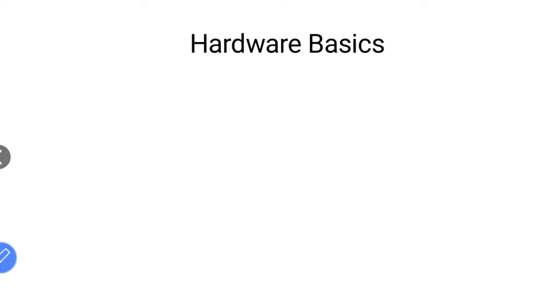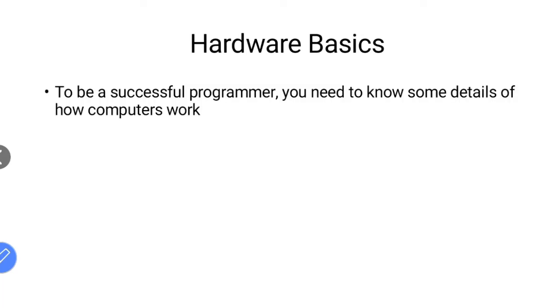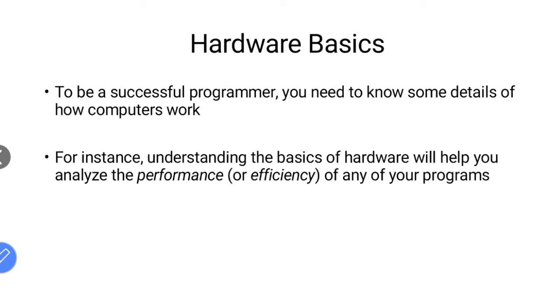Before going further into computer programming, let's understand some basic hardware. To be a successful programmer, you need to know some details of how a computer works. For instance, understanding the basics of hardware will help you analyze the performance or efficiency of your program. You are a programmer and you are going to write a program. So how does your program behave on a particular machine? To be a better programmer, you need to understand the efficiency of your program.